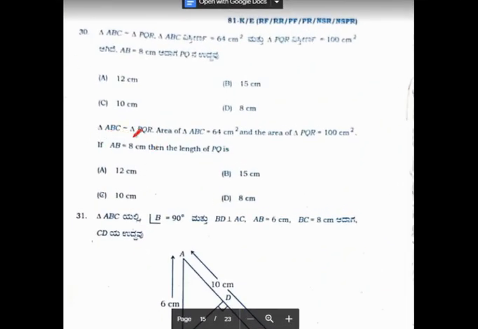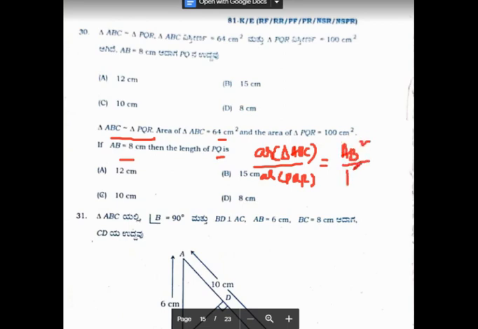Triangle ABC is similar to PQR. Area of ABC is 64 and area of triangle PQR is 100 centimeter square. We have to find the length of the side PQ if AB is given as 8 centimeters. So we know the theorem, which is nothing but area of triangle ABC by area of triangle PQR is equal to squares of their corresponding sides. So the corresponding sides will be AB square by PQ square.